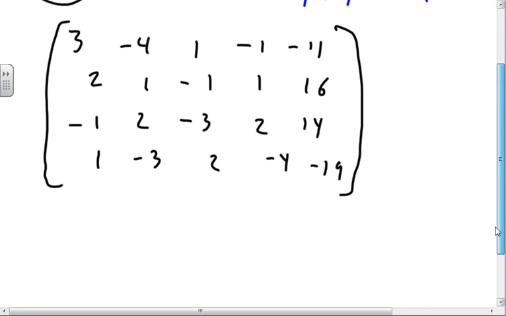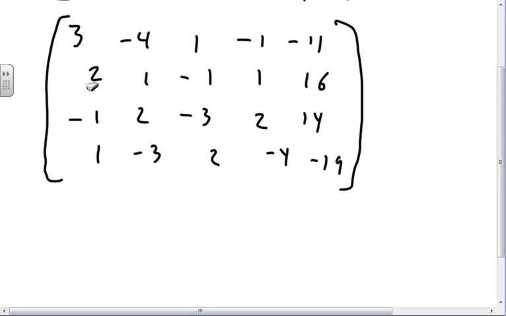Okay, so what I'm going to do first is make this 0, that 0, this 0. But before I do that, I'm going to make the 3 into a 1. So I'm going to multiply the top row by 1/3. So I got 1, minus 4/3, 1/3, minus 1/3, minus 11 over 3. Okay, now I got that.